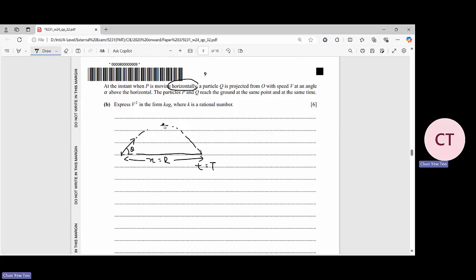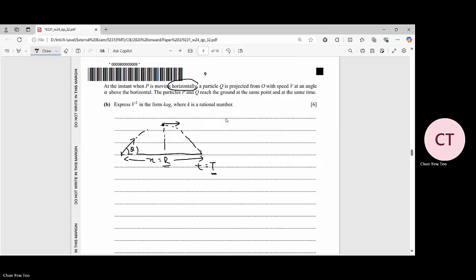When P reaches here, going horizontally, the time over here is actually half of the time, and you start to project the Q. You start to project the Q with the angle alpha, and the Q will reach the ground at the same time as well. So what we can do here is consider P first. We don't want to make things so complicated at the moment. So we want to know the R and the t.